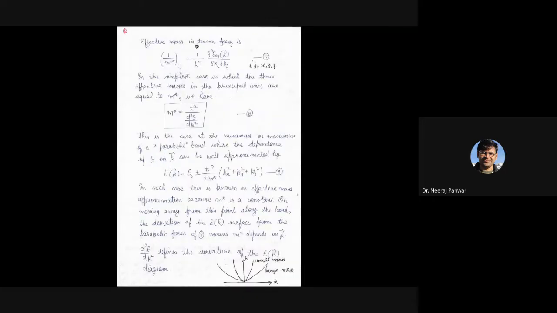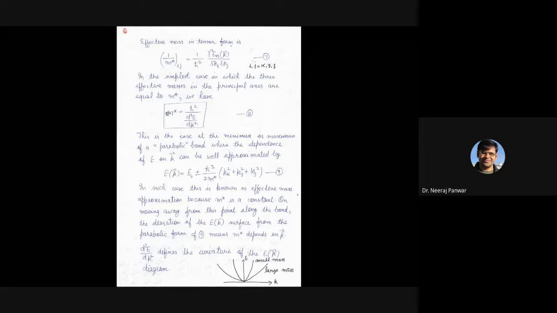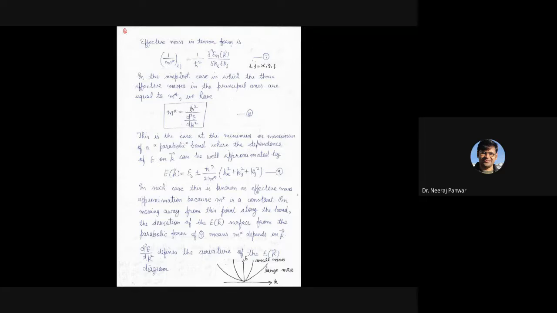Under such a situation, the effective mass can be represented as 1 upon m star ij is equal to 1 upon h cross square and del 2 E nk divided by del ki del kj, where ij represents x, y or z directions. So overall, we have the effective mass given by h cross square divided by del 2 E upon del k square. This is a very important relation.